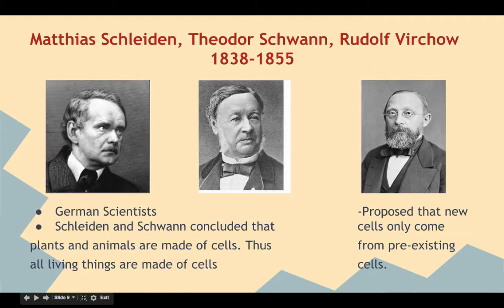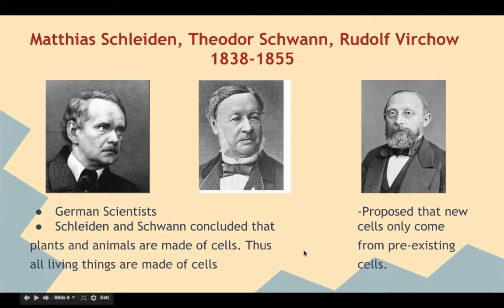Now, Schleiden, Schwann, and Virchow were all German scientists. Schleiden was a botanist, so he looked at plants, and Schwann studied animal cells. Both of them kind of got together and decided that, well, all plants are made of cells, and all animals are made of cells. So together they combined to say that all living things are made of cells.